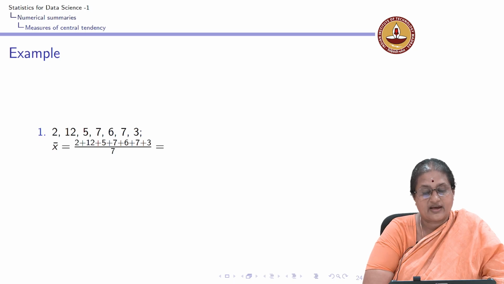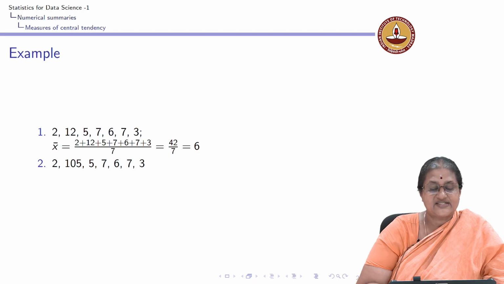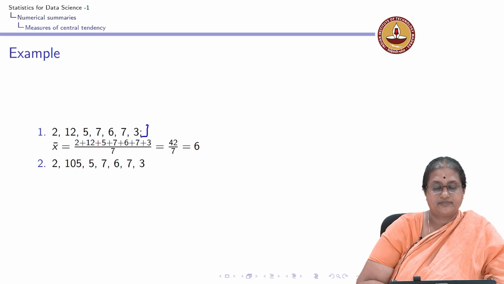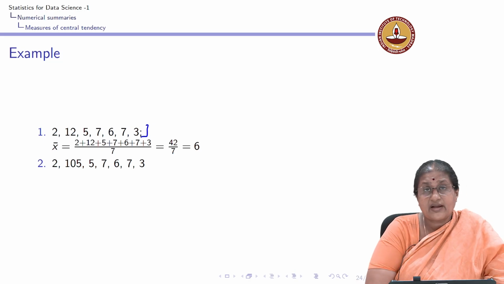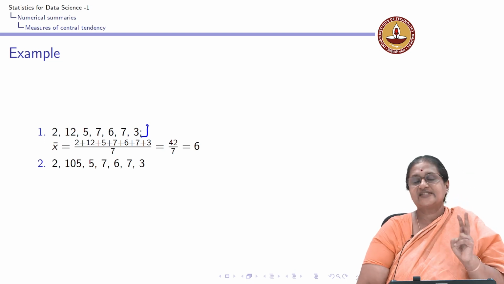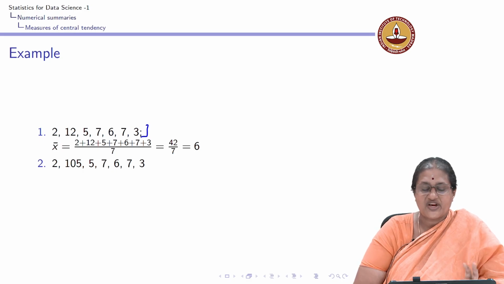This is what I have here, and that I can see is equal to 42, the numerator, and which is equal to 6. In other words, 6 is the mean of this data set. Now let's look at another data set. See, the only difference between the first data set and the second data set is in x2, or the second observation. Everything else is the same.